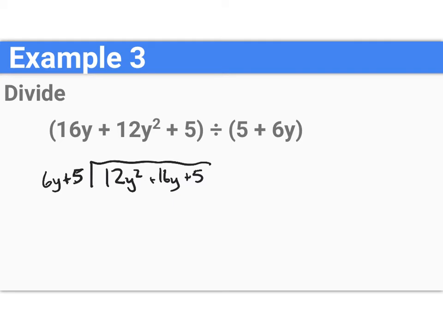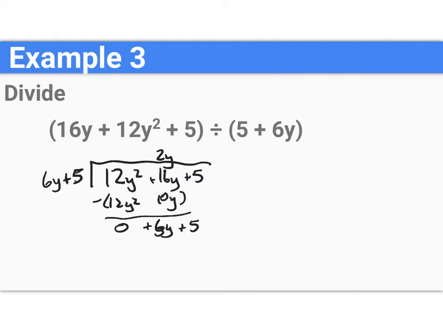Okay, so we have to make the y's go away. So we're going to put 2y here. 2y times 5 is 10y. 2y times 6y is 12y squared. Subtract: 12y squared minus 12y squared is 0. 16y minus 10y is 6y.